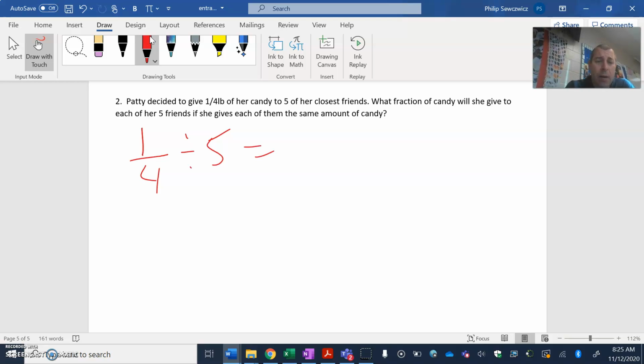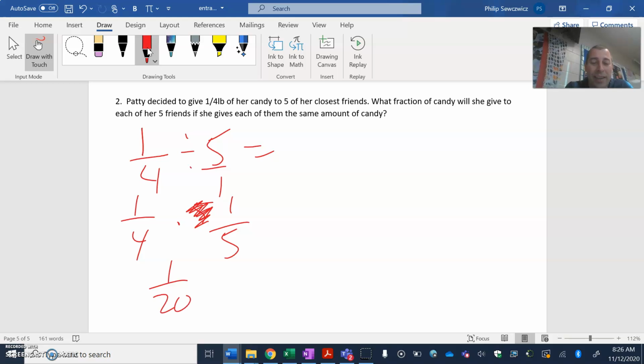I think we can leave the first fraction alone and multiply by the reciprocal. The eraser doesn't want to work today. You know what? Scribble. The reciprocal. All right, so you get 1/20th. And here's the reason why I feel good about it: it makes sense. I only have a quarter of a pound, so I have less than a pound, which means each person only gets a little amount.